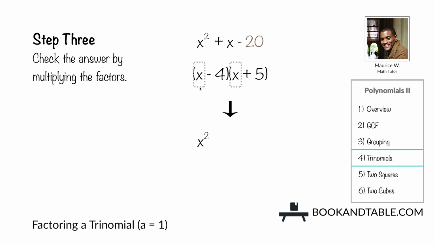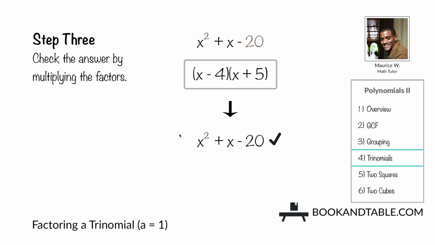When we multiply them, we get x times x, which is x squared. X times 5 is 5x. Negative 4 times x is negative 4x. 5x minus 4x is equal to x. And negative 4 times 5 is equal to negative 20. So since the final polynomial matches the original polynomial, that lets us know that we found the correct factors. So x minus 4 times x plus 5 is equal to x squared plus x minus 20.